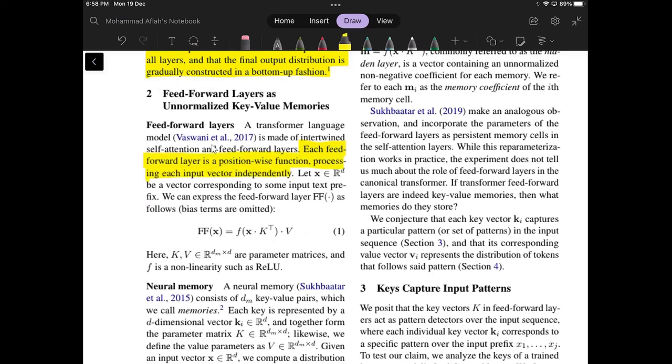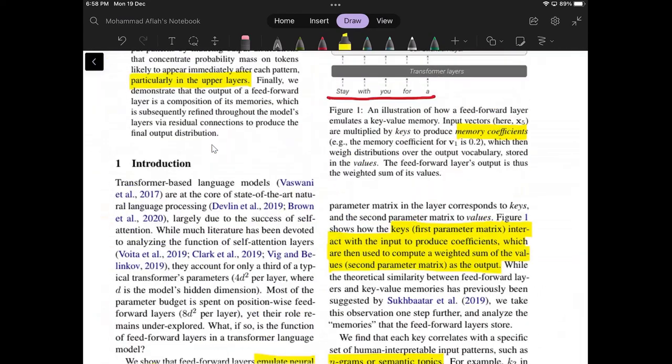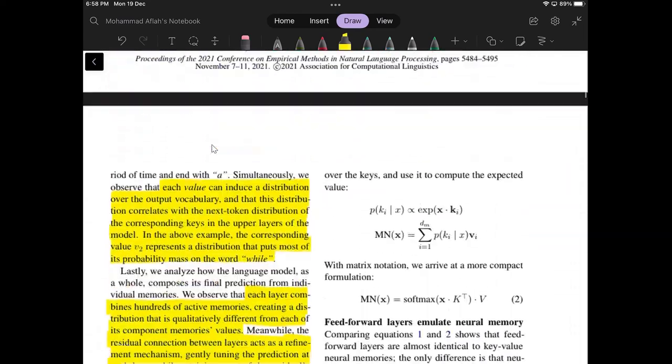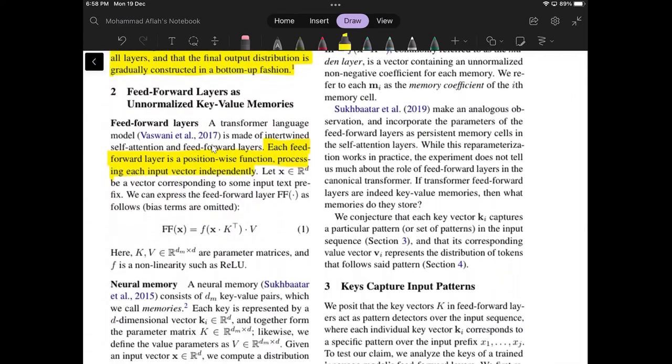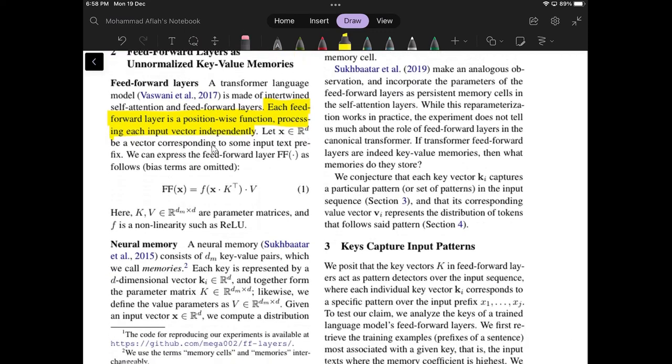So let x belonging to the d-dimensional space be a vector corresponding to some input text prefix. We can express the feed-forward layer as follows. You take the input x, multiply it with the key matrix, and then again with the value matrix. So this is the key and value they have defined up here, I believe. This is not the key and value you might think of in terms of, say, attention. Key and value are just parameter matrices, and f is a non-linearity such as ReLU.